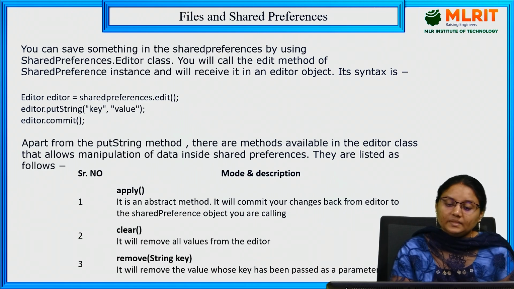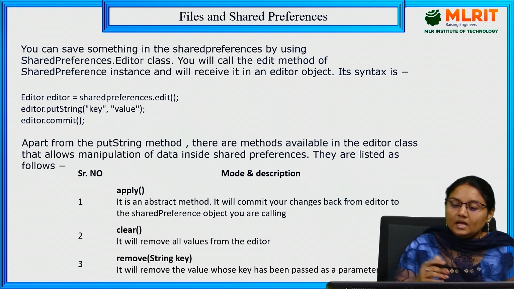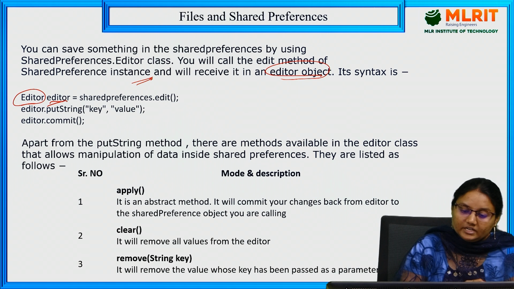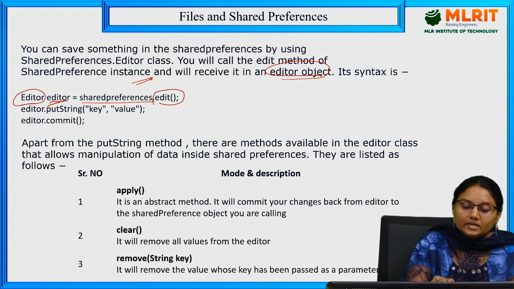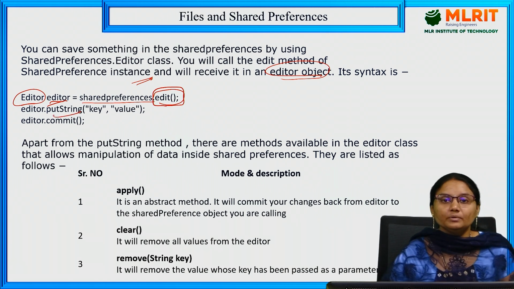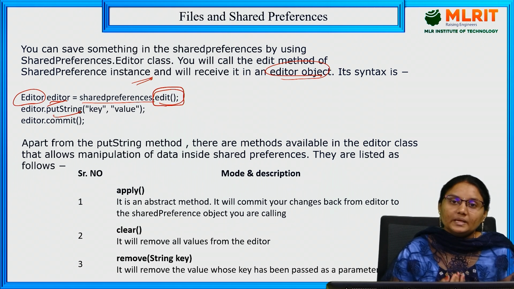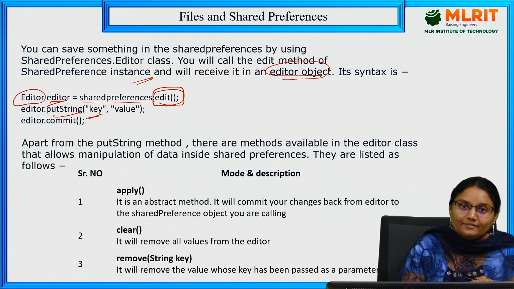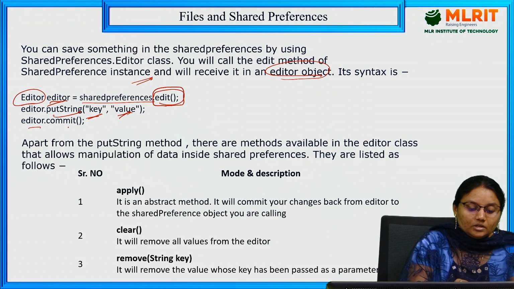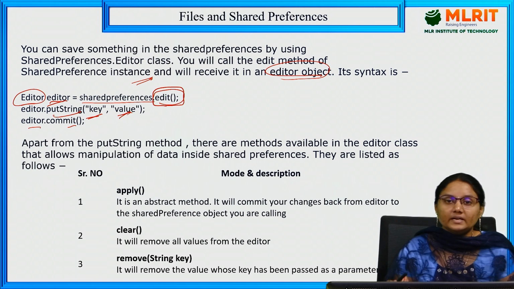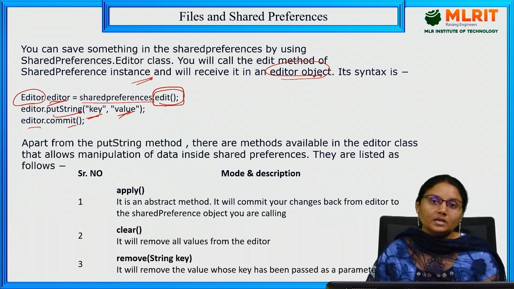We can save something in the shared preference by using the Editor class, and the edit method of the shared preference instance will return an editor object. What is that? Editor is an object which you have created for the Editor class, and the SharedPreferences edit method is used for editing the shared preference. Editor.putString: when you want to edit, you have to write something, and the method we use to write is putString. Again, shared preferences are in the form of key value pairs, so key comma value. Then editor.commit, so it will be executed. Whatever you want to write can be enabled and executed.